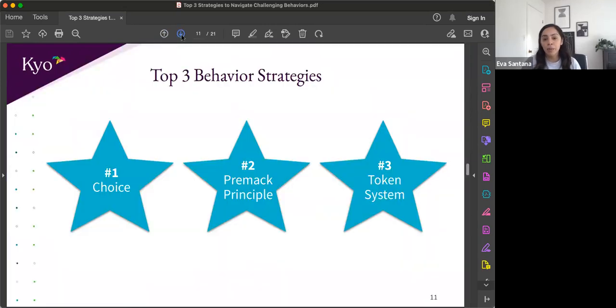So these are our top 3 behavior strategies that will help reduce those challenging behaviors, regardless of those 4 functions of behaviors. And they're pretty effective for if not all of those functions. So our first one is choices. We'll go over what choices are, then we'll go into the Premack principle and then our token system.